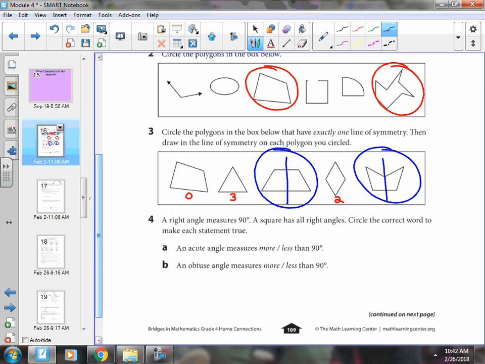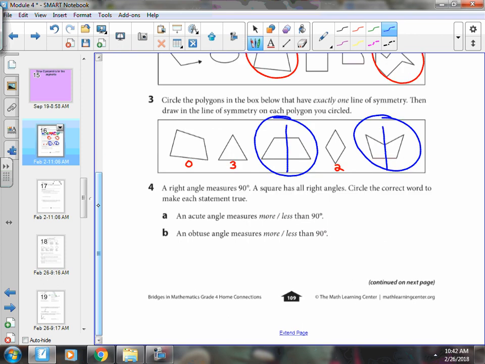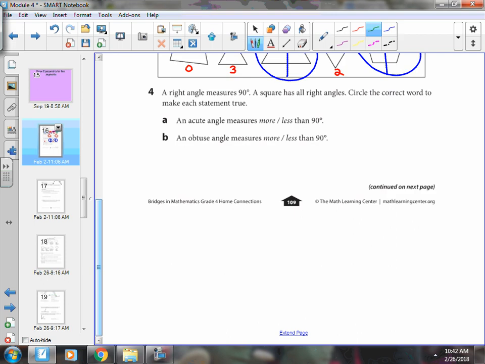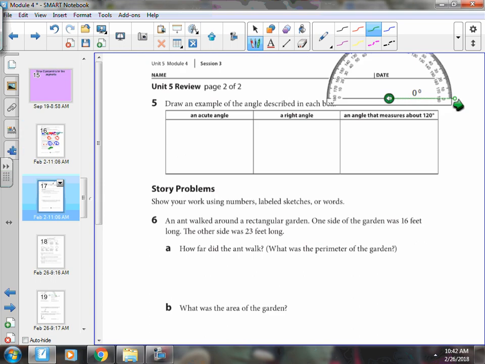Number 4, we have to finish the sentences. Letter A, an acute angle measures less than 90, and an obtuse angle measures more than 90. On to page 110. Number 5, draw an example of the angle described in each box.